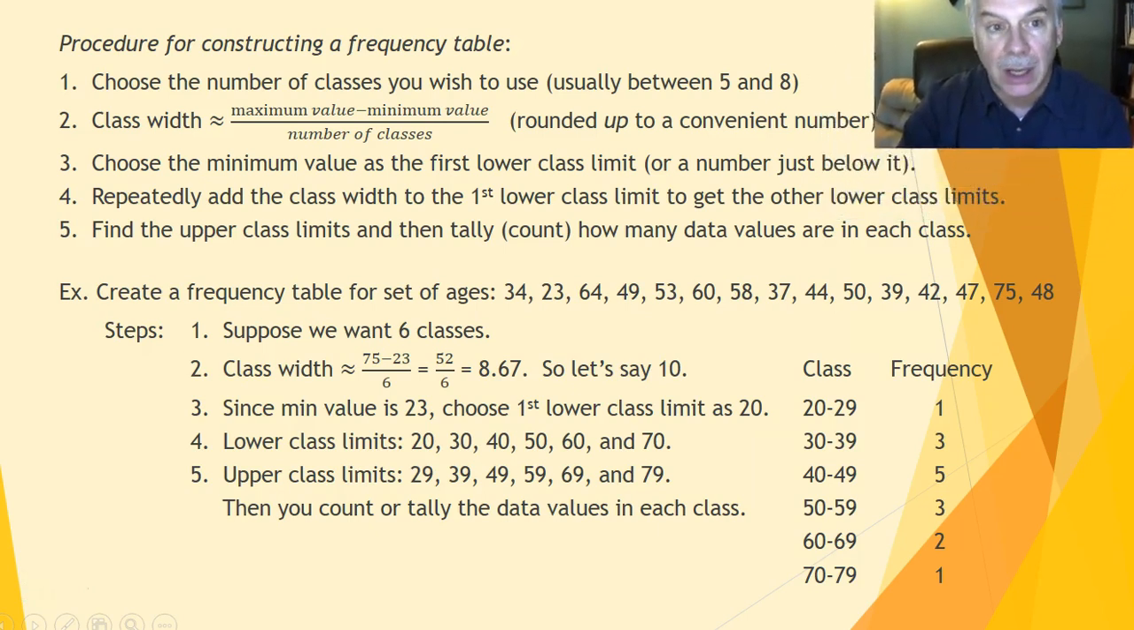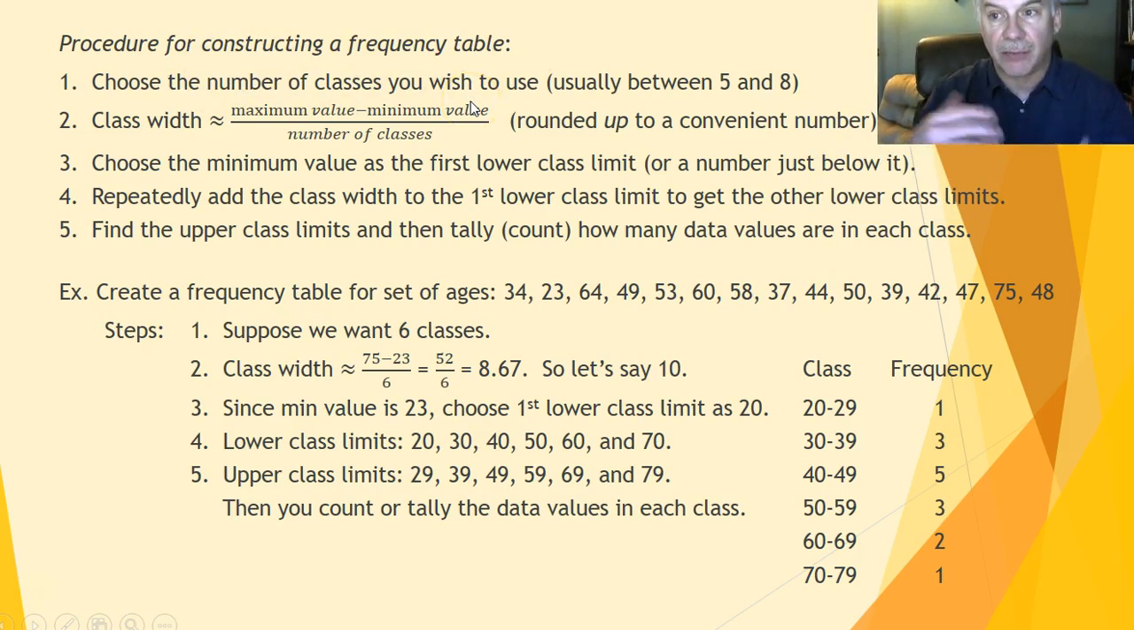Okay, so the procedure for constructing a frequency table is these 5 steps. Choose the number of classes you wish to use. Now, usually you'll choose a number between 5 and 8 because having fewer than 5 classes is too few, and having greater than 8 is too many. And that usually is between 5 and 8.